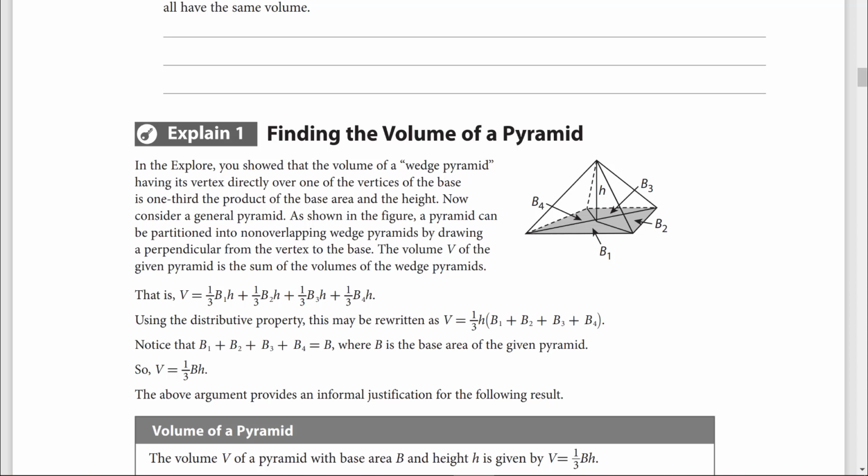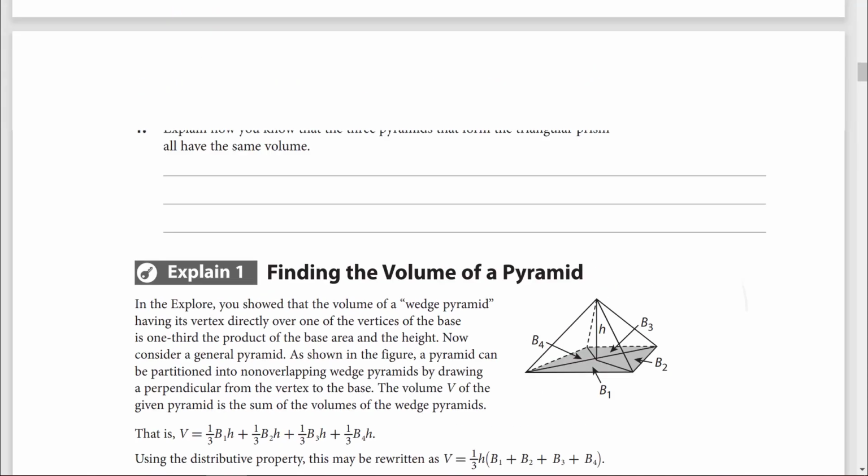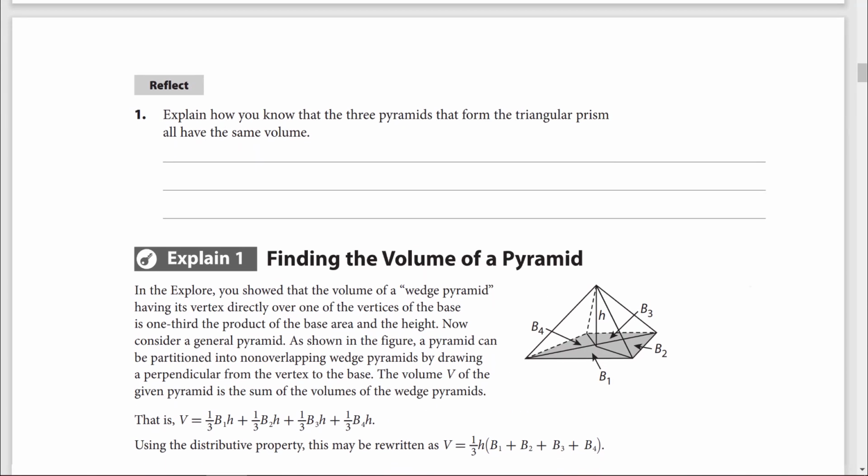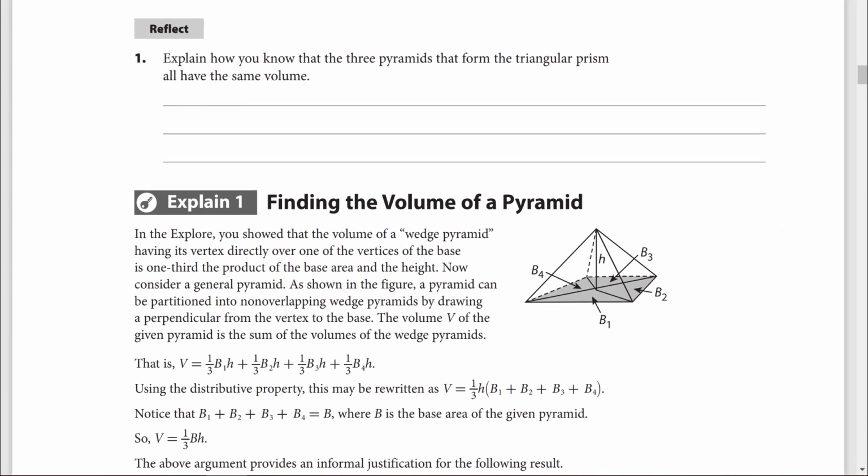Hey everybody. So we're going to be working on section 21.2 for Math 3, 18.2 for Geometry. And we're going to be talking about finding the volume of pyramids and cones.